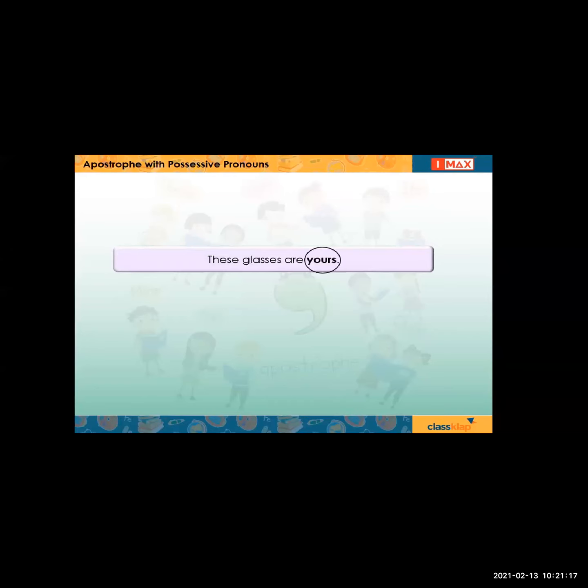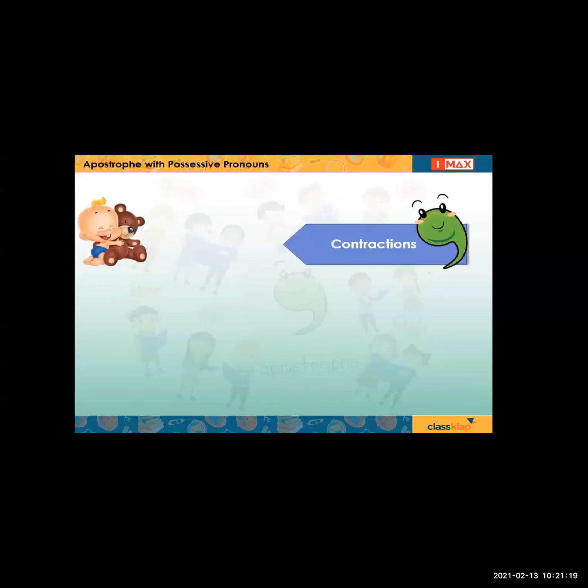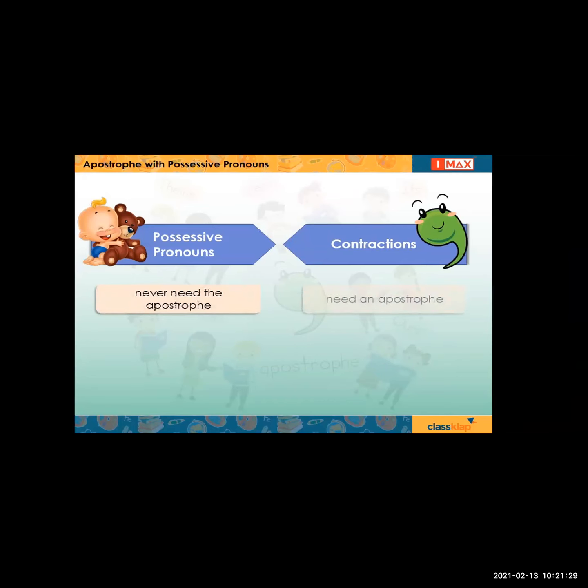We may get confused between contractions and possessive pronouns. So, remember, possessive pronouns never need the apostrophe. Contractions need an apostrophe. Possessive pronouns cannot be expanded. Contractions can be expanded.